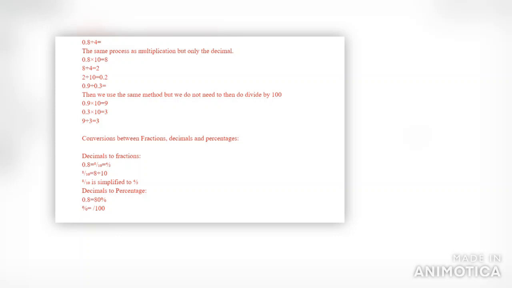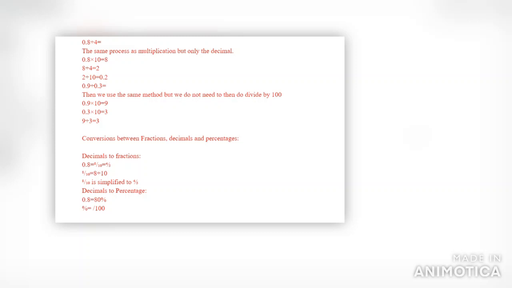Now we're going to learn about the conversion between fractions, decimals, and percentages. Decimals to fractions. 0.8 equals 8 tenths equals 4 fifths. This is because 8 tenths equals 8 divided by 10, because when you're doing a fraction, it means the numerator is divided by the denominator. So 8 divided by 10 is 0.8. Now 8 tenths can be simplified to 4 fifths.